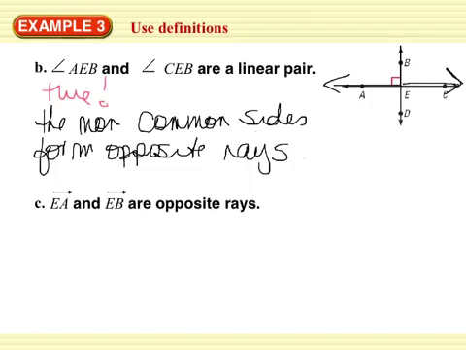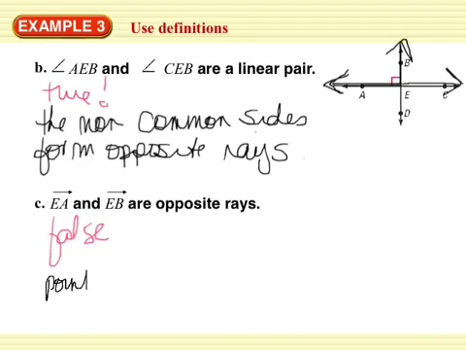Next. Ray EA and ray EB are opposite rays. That is false, because points A, E, and B are not collinear.